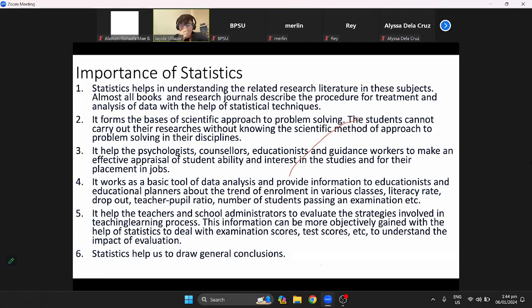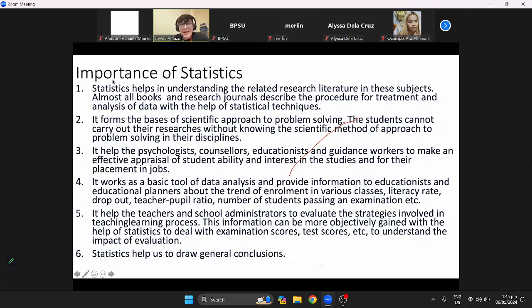Okay? Ayan. Another is it helps the teachers and school administrators rather to evaluate the strategies involved in teaching learning process. This information can be more objectively gained with the help of statistics to deal with examination score, test scores to understand the impact of evaluation. Ito medyo na-preempt ko na to.